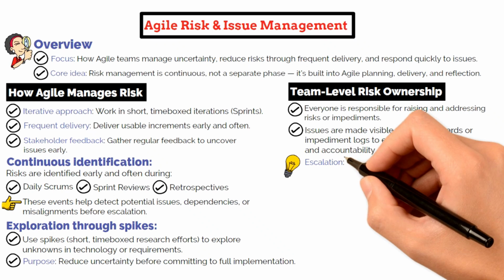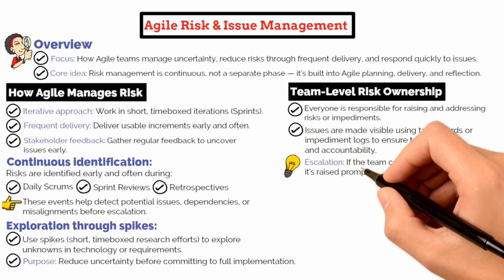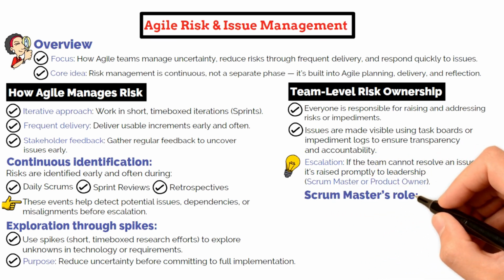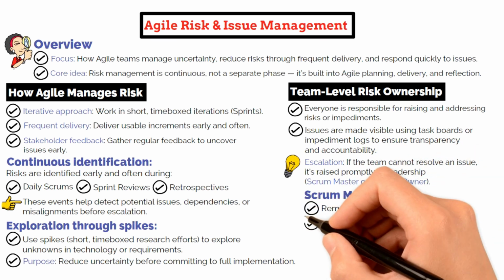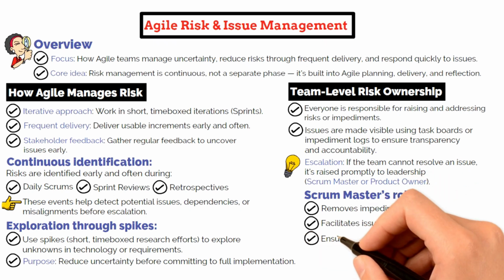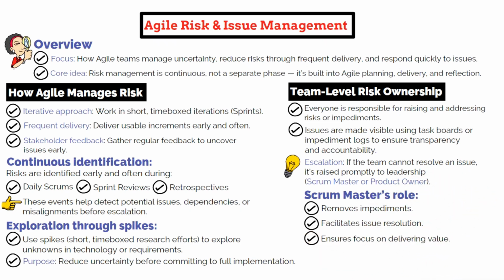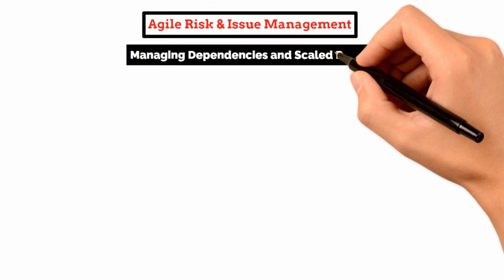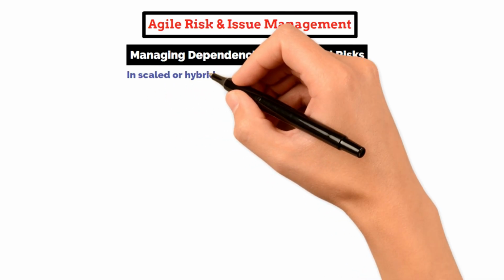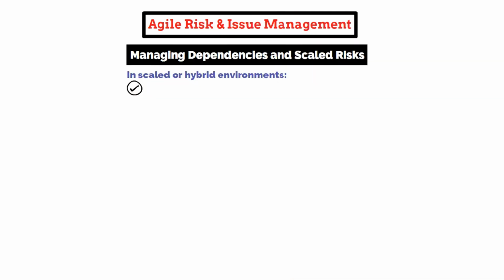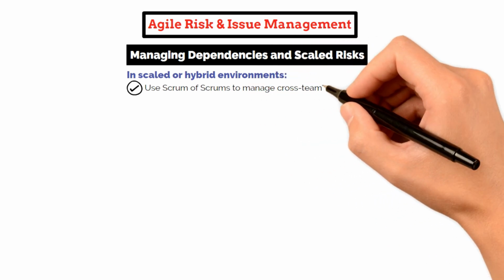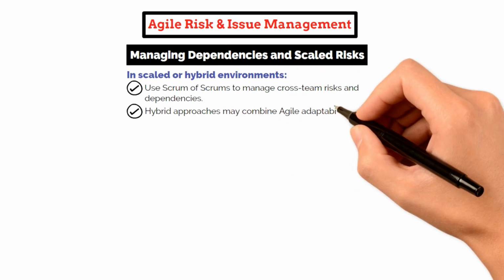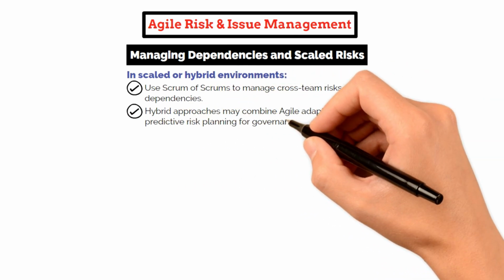When a problem can't be solved within the team, it gets escalated quickly, often with help from the Scrum Master or Product Owner. The Scrum Master plays a critical role in removing impediments and facilitating issue resolution, while ensuring the team stays focused on delivering value. You'll also want to know how Agile teams handle dependencies and cross-team risks, especially in scaled or hybrid environments. Coordination mechanisms like Scrum of Scrums help manage risks that cut across teams, while hybrid approaches may blend Agile adaptability with predictive risk planning for governance.